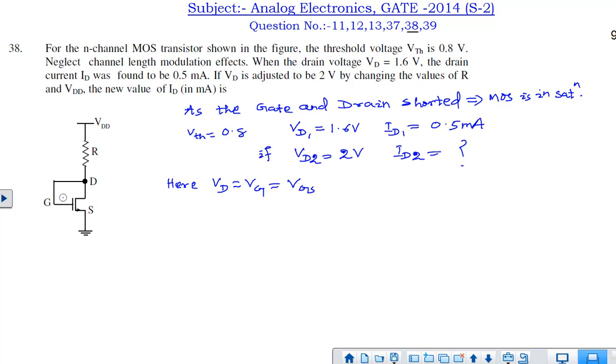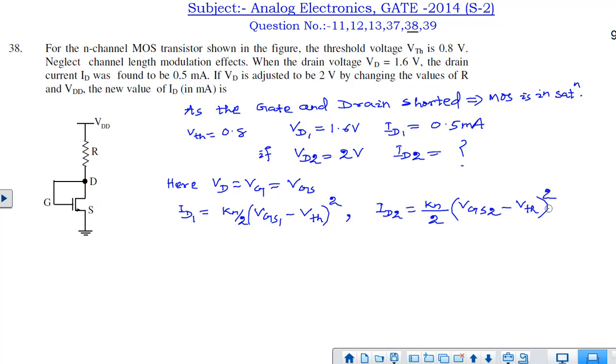So here if you see, this VD is the same as VG and the same as VGS, because VS is 0. Now we can write the saturation current equation. ID1 is equal to Kn by 2 (VGS1 minus VT) square. Similarly, the ID2 current will be in terms of VGS2 like this. We can divide these two currents, so we will get this expression.